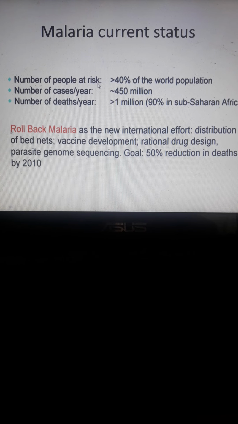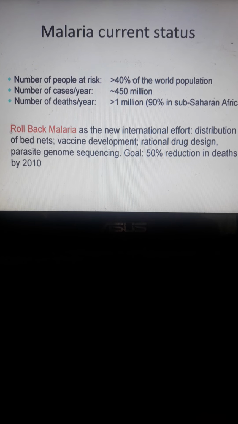So number of people at risk. So malaria current status based on the studies class by 2010, usually more than 40% of world population, approximately 450 million, and more than 1 million, 90% in Sub-Saharan Africa. Dito kasi sa Saharan, okay? Saharan, o Sahara Desert, o Sub-Saharan, kasi may mga place doon ng Sub-Sahara. It was a place wherein may mga deserted area, mayroon yung mga tropical forest. So may mga stagnant water dyan. So most probably na presence yung mga Plasmodium, especially yung mga larva nila. Okay?